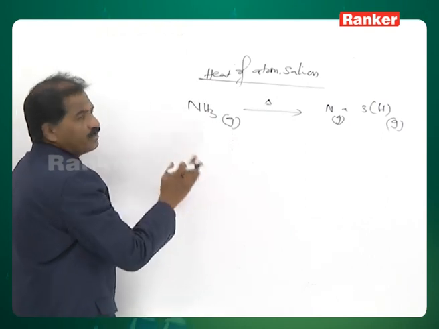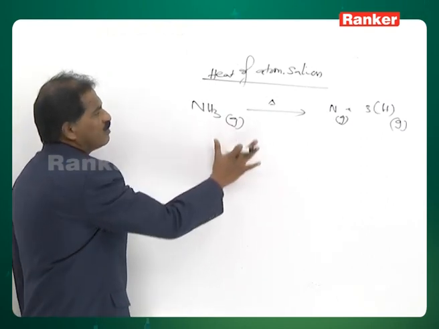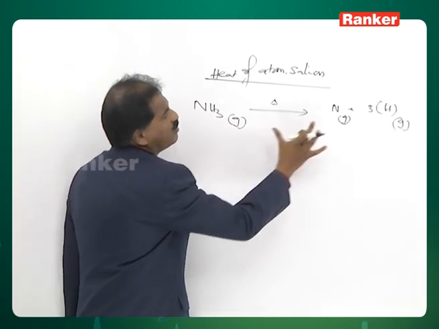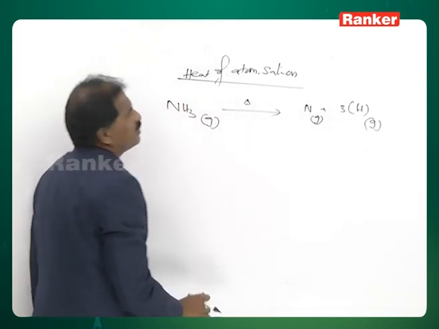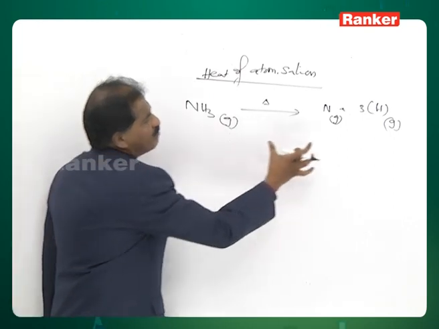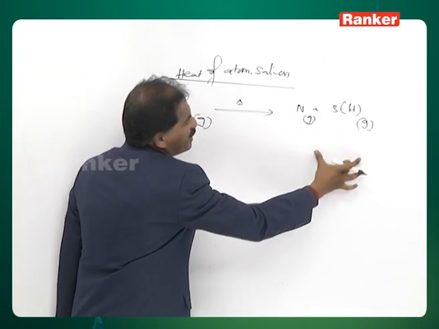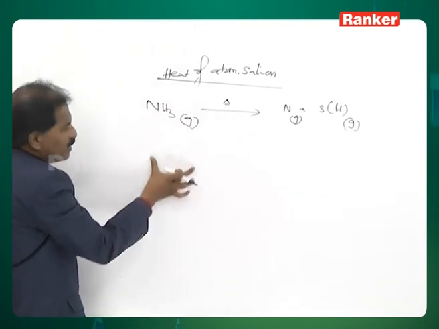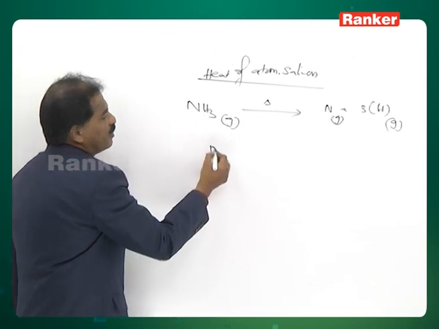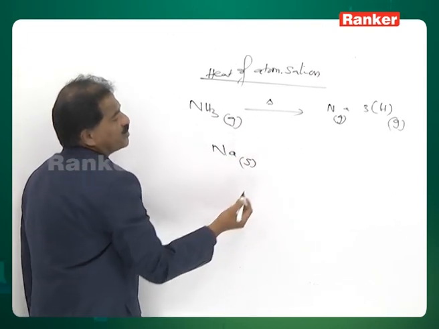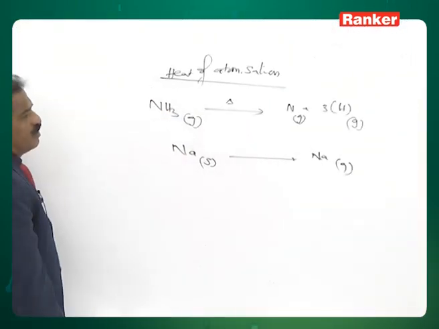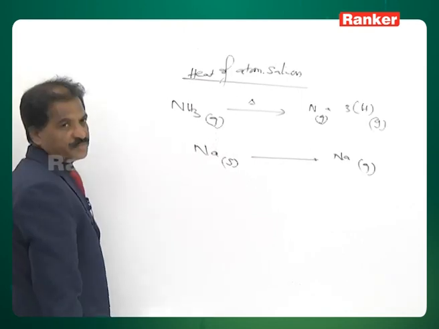Therefore, the quantity of heat required to convert 1 mole of the molecules into their constituent atoms is called heat of atomization. During heat of atomization, compulsorily on the product side, we should get the atoms in the independent state. On the reactant side, the molecules can exist either in the gaseous state or liquid state or in some other state. For example, sodium is in the solid state. Here we have the sodium in the gaseous state. This is called heat of atomization.